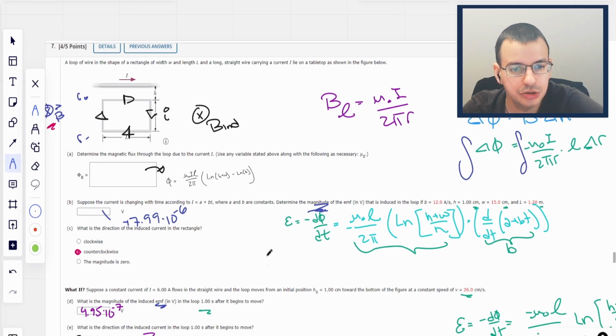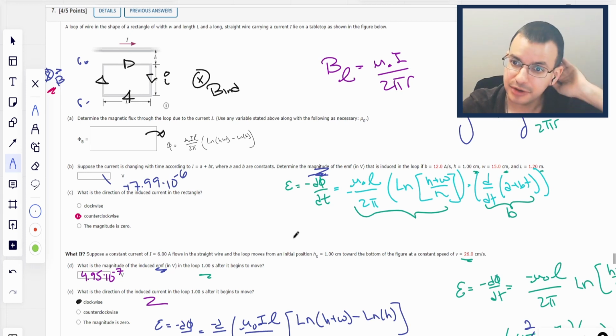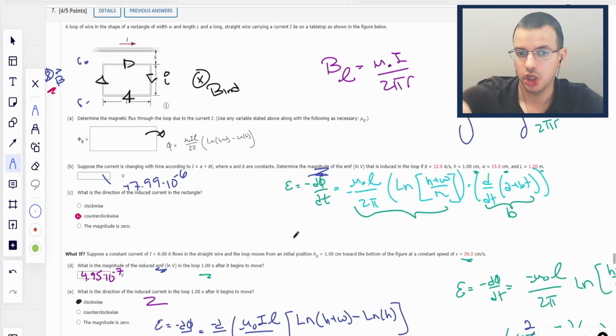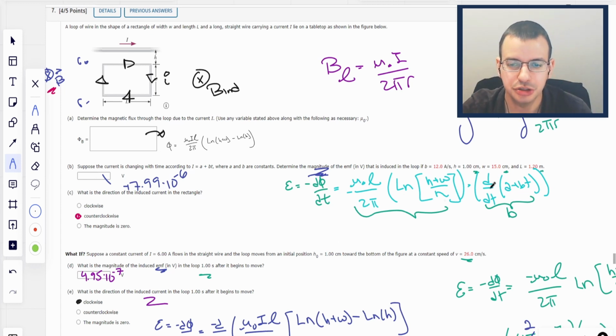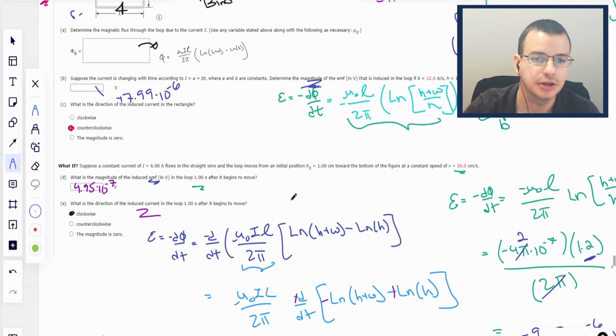We then used the formula EMF, voltage, electromotive force, equals negative d flux dt. We had our formula for flux. We plugged it in. We had to be clever, or at least not dumb, with our derivatives. We did that, worked out great.